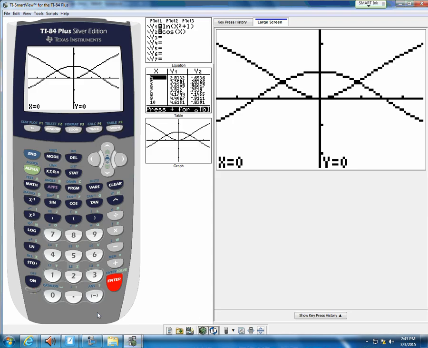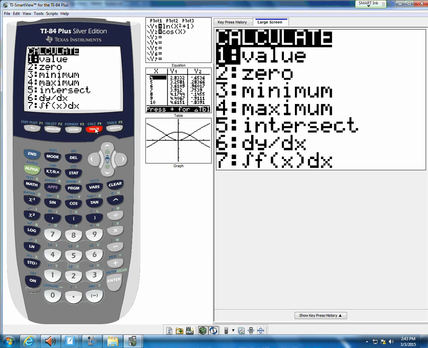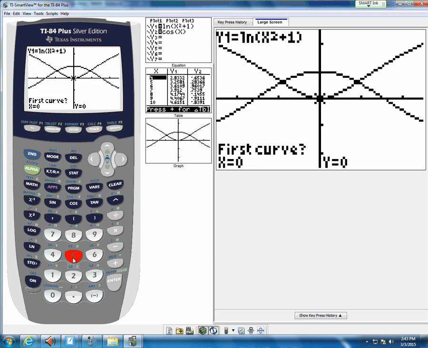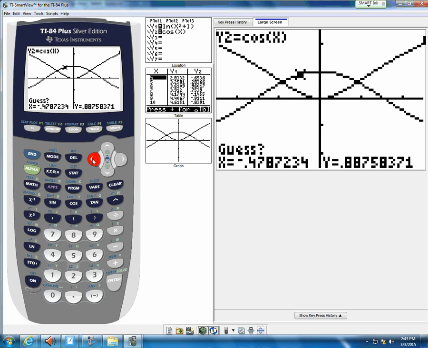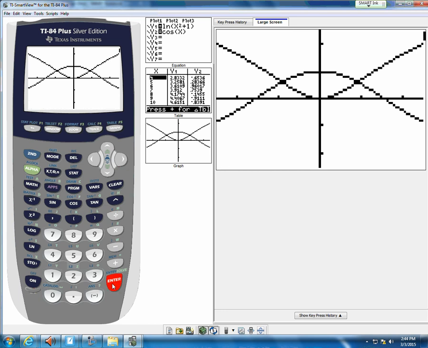Go to the calculator. We're going to use the intersect feature. Second trace, that's your calc menu. Option 5. First curve, it's telling you it's on ln of x squared plus 1 if you look in the upper left-hand corner. You just hit enter. Second curve, yes, the second curve is the cosine of x. Enter. Now, when it says guess, say I want this one over here. I'm going to get this one first. You move over there with the arrow keys. Yes, now I'll hit enter.